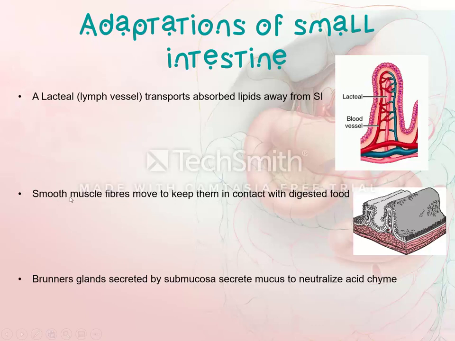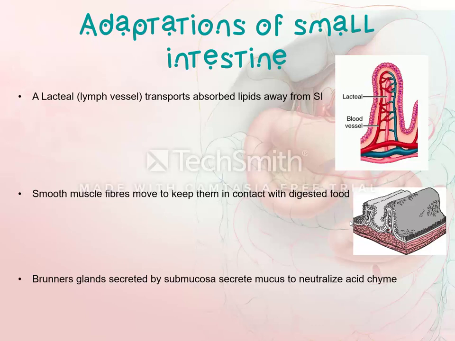Okay, then the second last one. The lining of the small intestine is made up of smooth muscle. And that smooth muscle keeps the lining of the small intestine in contact with the food. So in other words, the muscle tissue of the small intestine is always touching the food that is being digested, so that there's direct contact so that absorption can occur. So it's not like the stuff that is being absorbed is far away from where it needs to be absorbed.